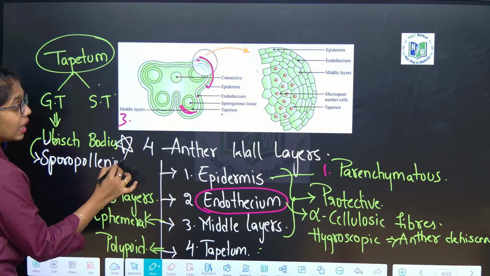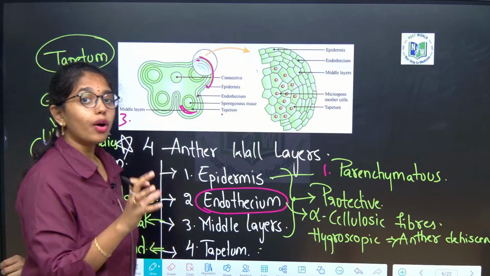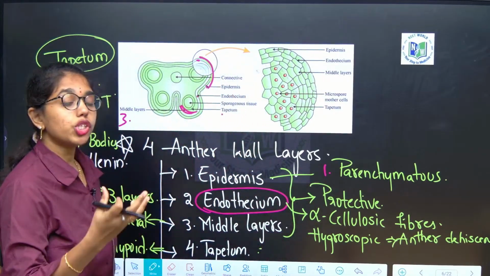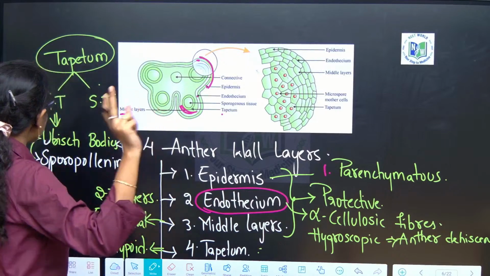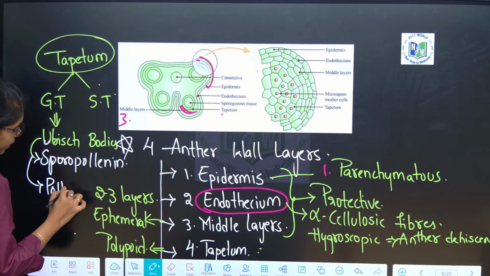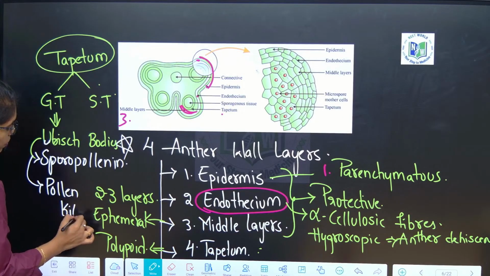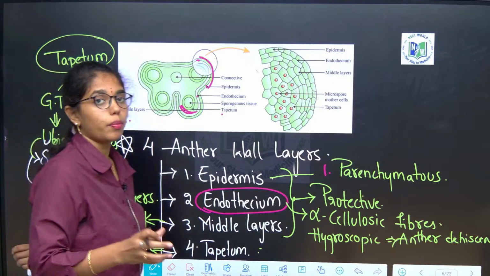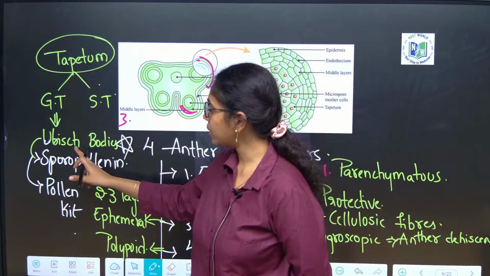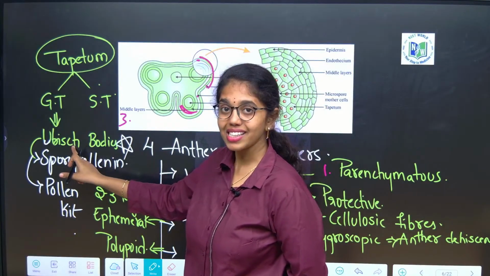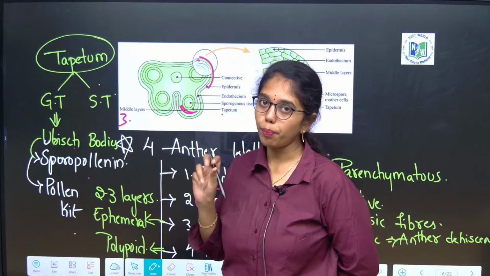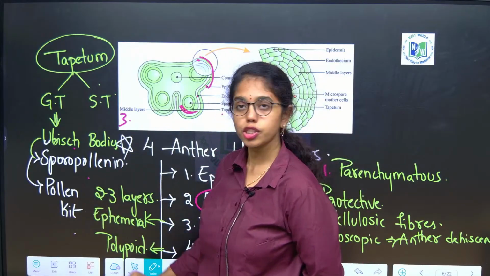Sporopollenin is the composition of the outer wall layer of the pollen grain. Second, the tapetum also gives out the pollen kit. The cellular constituents present in the pollen grain are given by the tapetum only. So glandular tapetum gives rise to Ubisch bodies that secrete sporopollenin, which forms the outer wall layer of the pollen grain, and it has pollen kit.